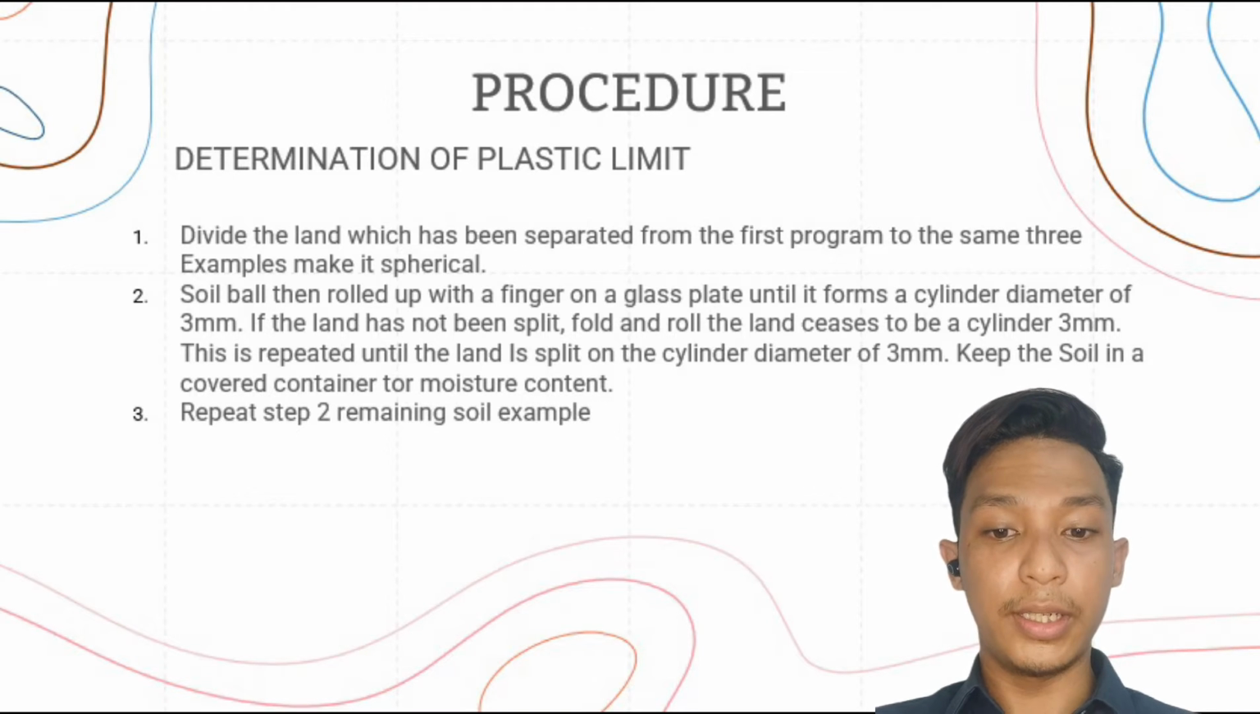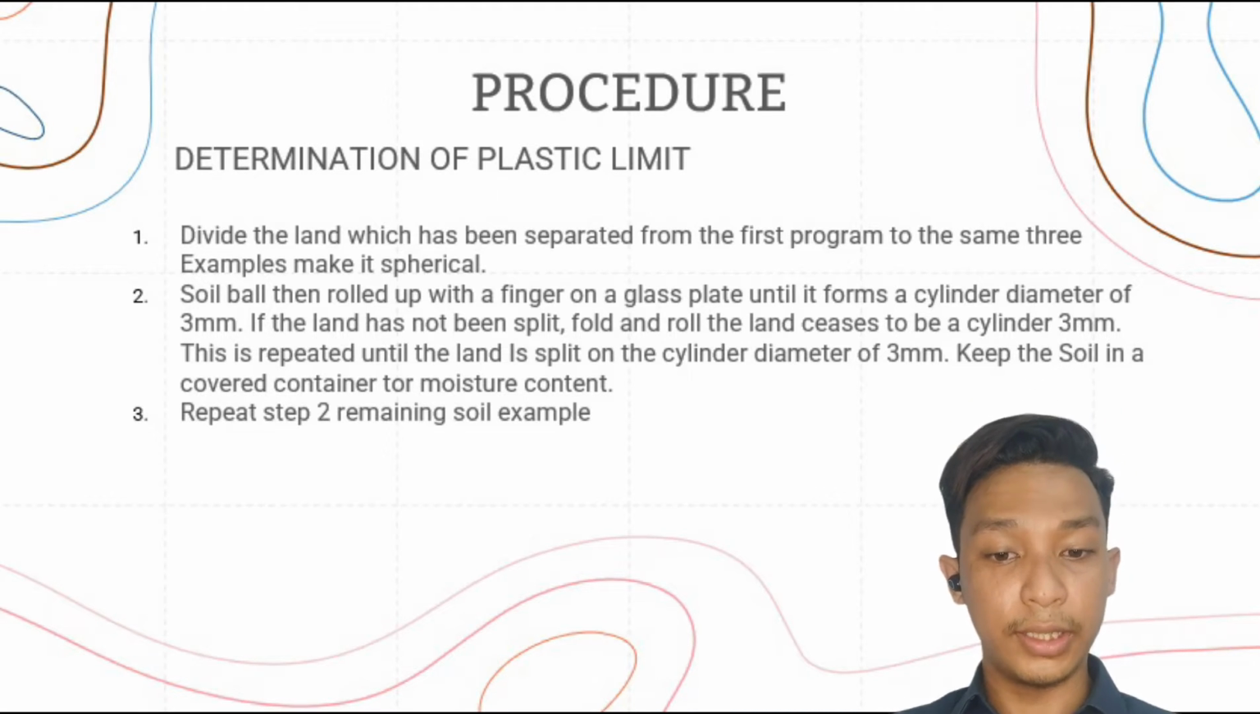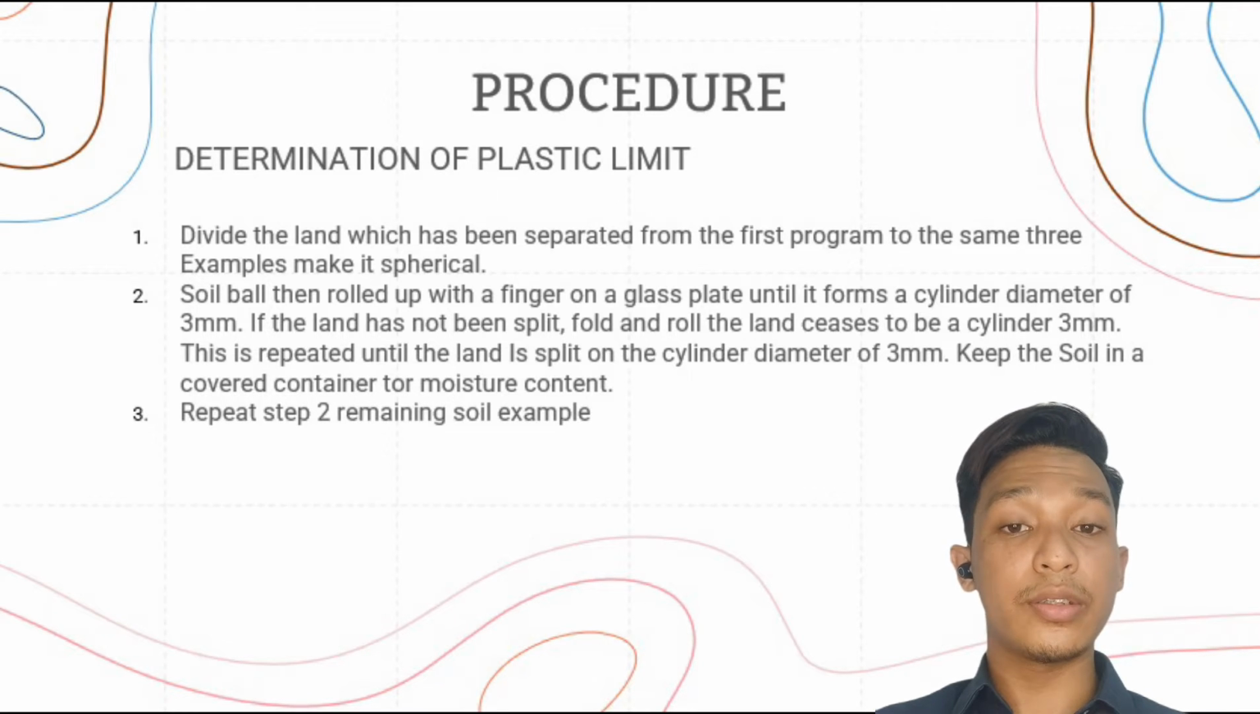This is repeated until the soil splits at a cylinder diameter of 3 mm. Keep the soil in a covered container for moisture content. Repeat step 2 for the remaining soil samples.